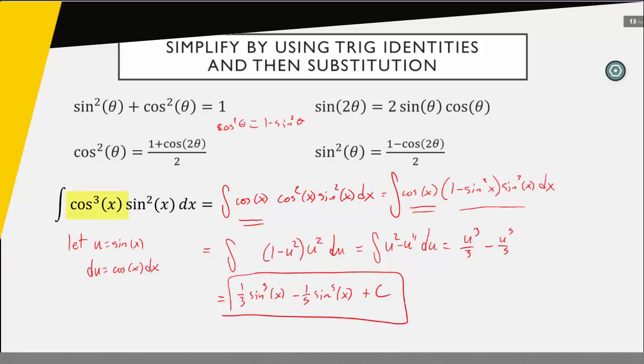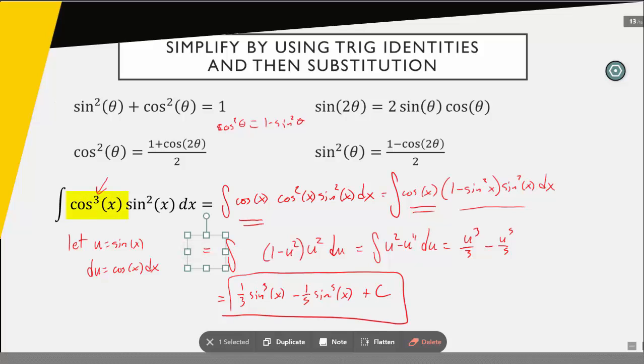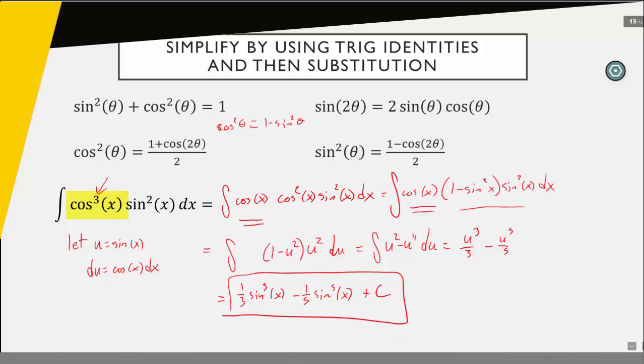So that quick summary is just when you have this odd factor of either cosine or sine, you can pull out a single factor and then convert all the even powers over to the other trig function using that Pythagorean identity. Let's look at another example.